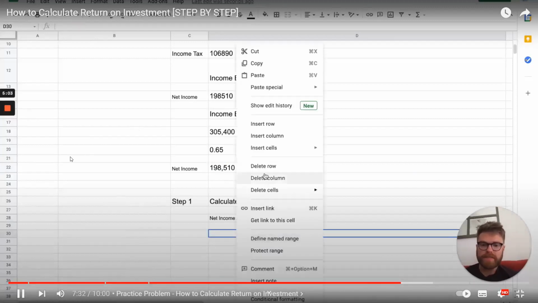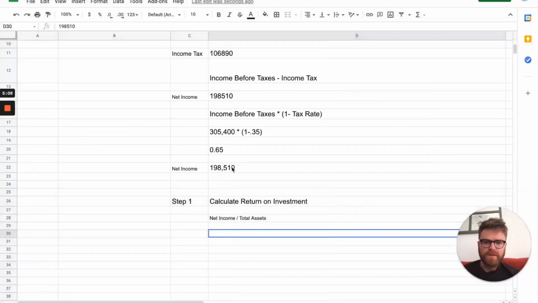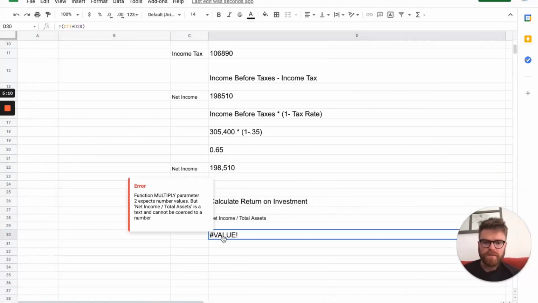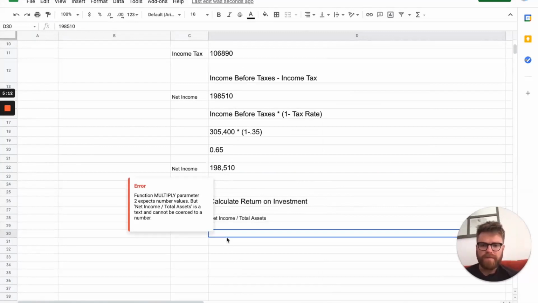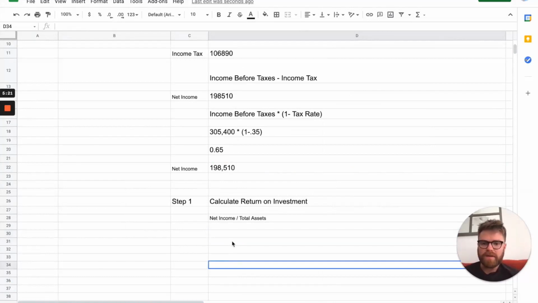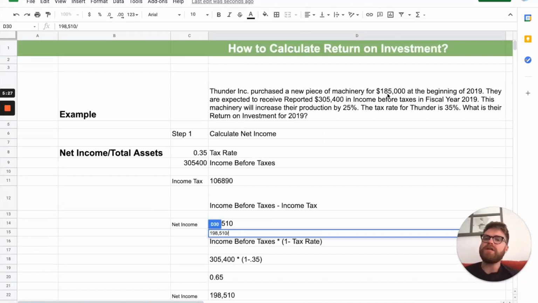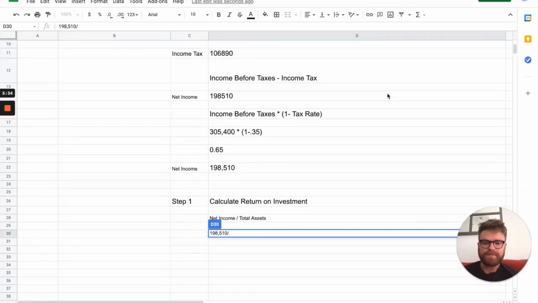Let's see here. I'm going to paste special this, make it values only. Well, never mind. I won't do that right now. I'll just do easy here. So we'll just write this in. 198,510 divided by total assets, which the machinery is your asset here. That's it. 198,510 divided by 185,000.